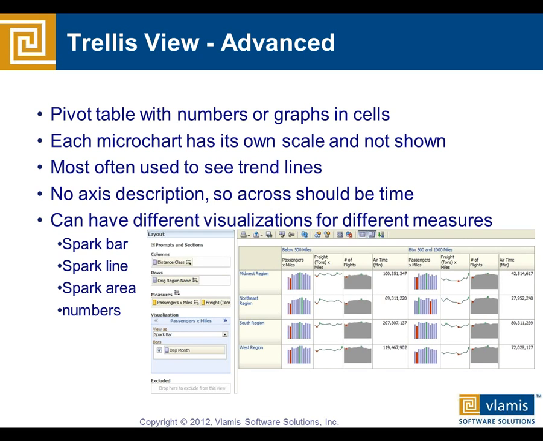Typically, you would put time across inside each of these cells because this has to be ordered, and we're not showing any kind of x-axis here. So you have no idea what this would be. It's implied here that it's time, and in this case, probably month.